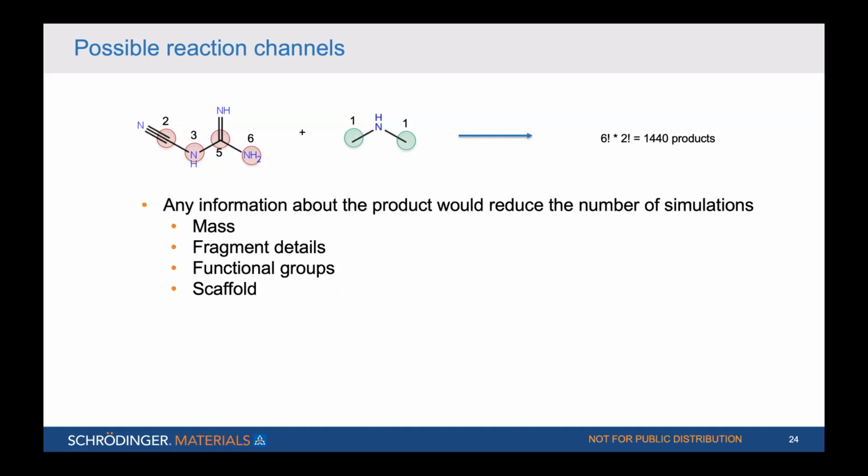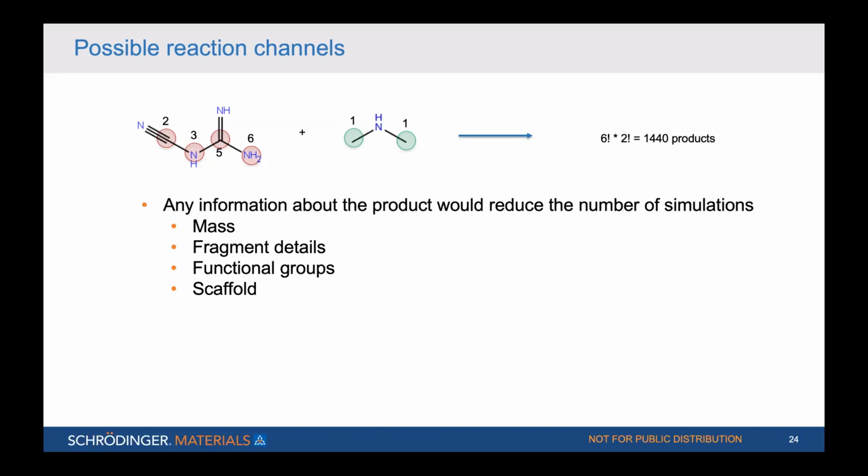But then we would have to run 1,440 simulations to find out which could potentially be the C2 structure, by different permutations and combinations. But if we can get any information about the impurity, that would allow us to reduce the number of simulations we have to run. If we know the mass, we can set up a mass criterion and only consider impurities above a certain mass, so we can remove all the other unwanted products.